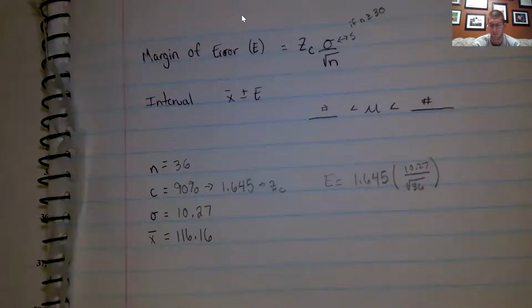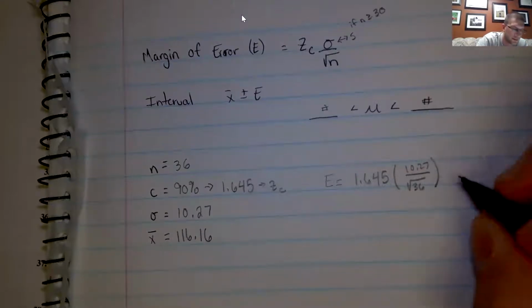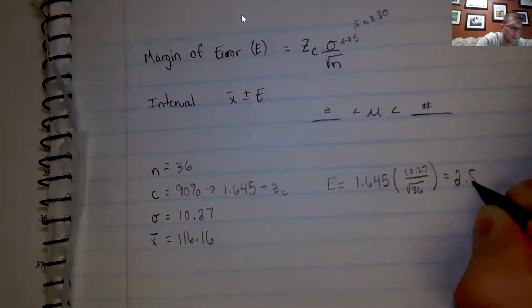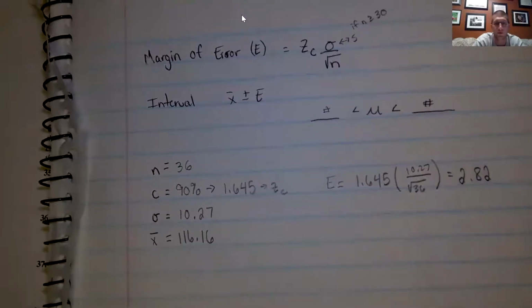1.645 times 10.27 divided by the square root of 36, which gives me something like 2.82 if I round to the hundredths position. So 2.82 is my margin of error.